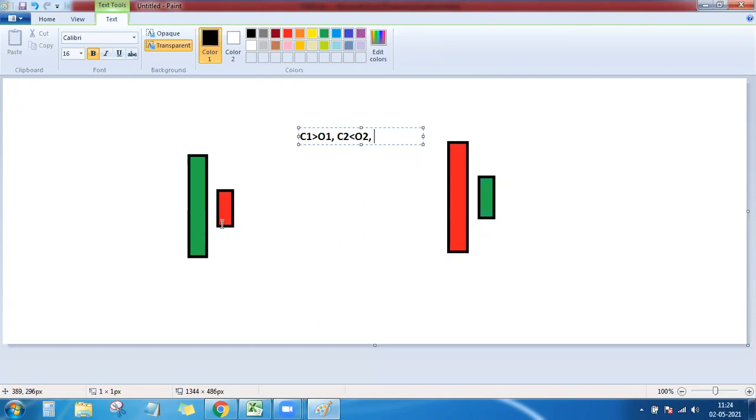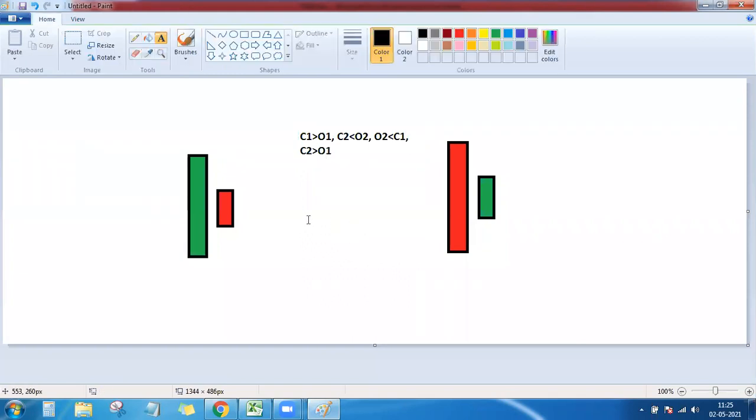Then there should be a gap up opening over here. So O2 should be greater than C1, and the closing price should be less than the previous opening price. So C2 should be less than O1. It should be a gap down. So O2 should be less than C1 and C2 should be greater than O1. This is your bearish Harami.